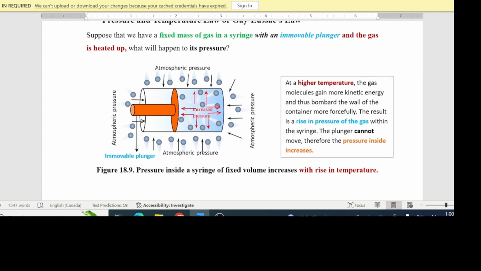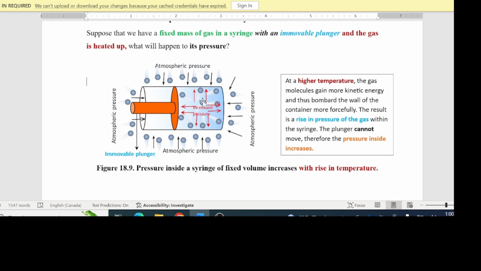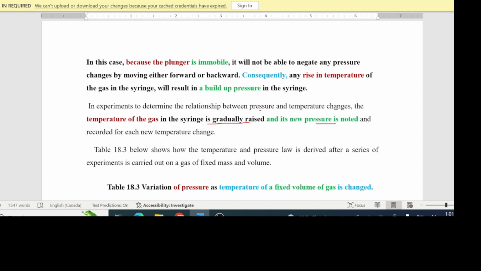So recall again that as the temperature of a gas increases, its molecules will be gaining kinetic energy and they'll be bombarding against the walls of a container more forcefully, and therefore one will expect an increase in pressure within the syringe. Why? Because now the plunger is immobile, it can't move outwards to negate any pressure changes. This is what they did. In experiments to determine the relationship between pressure and temperature changes, the temperature of the gas in the syringe is gradually raised and its new pressure is noted and recorded for each new temperature change.